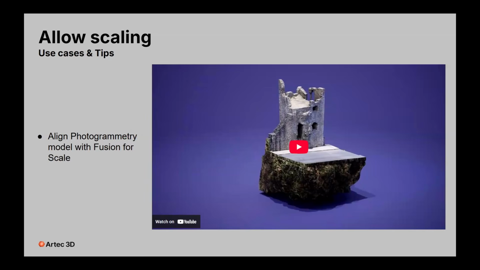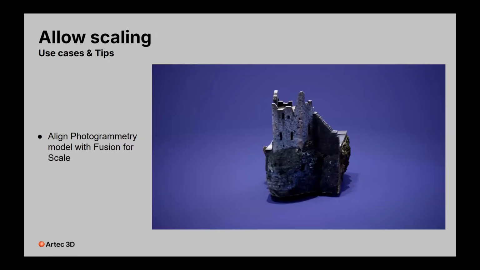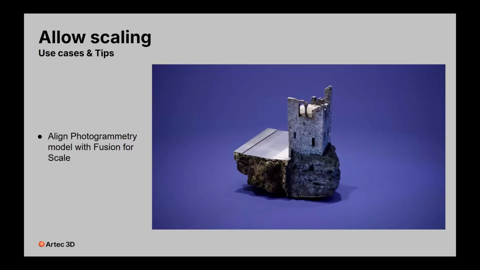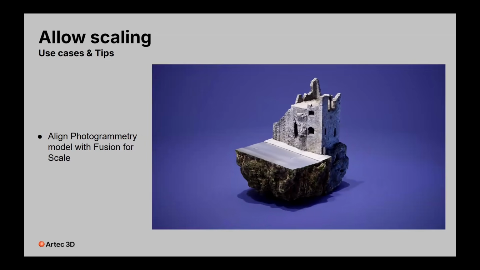What we can do is use the allow scaling mode, set the common marker pairs between your objects, and your photogrammetry model will be scaled to your accurate Ray 2 data, and this way you will get a really nice accuracy in scale of your photogrammetry model.